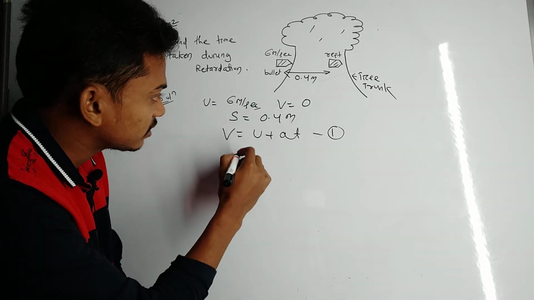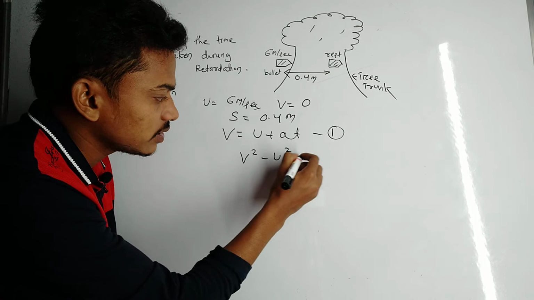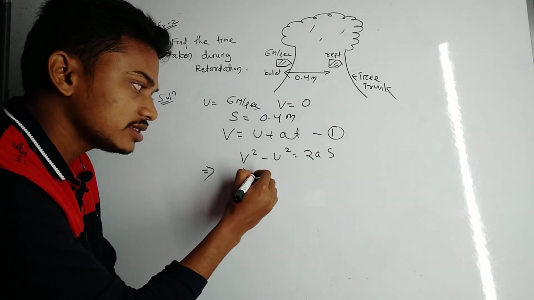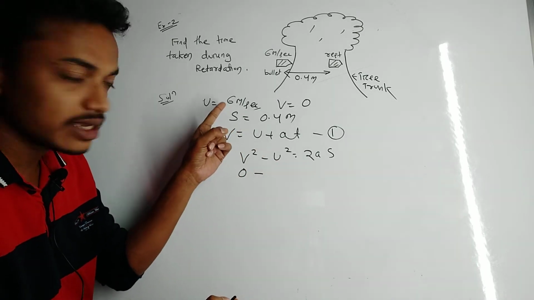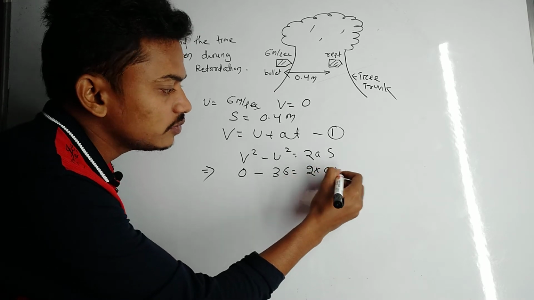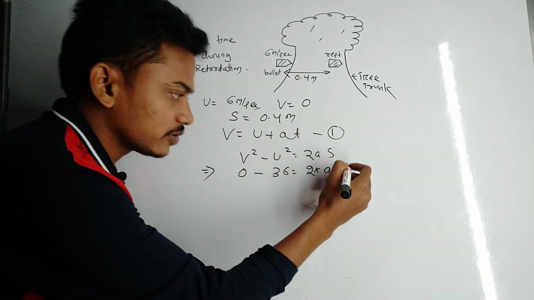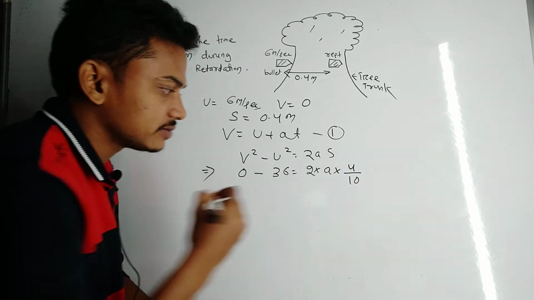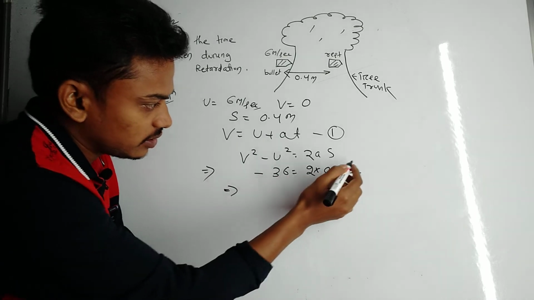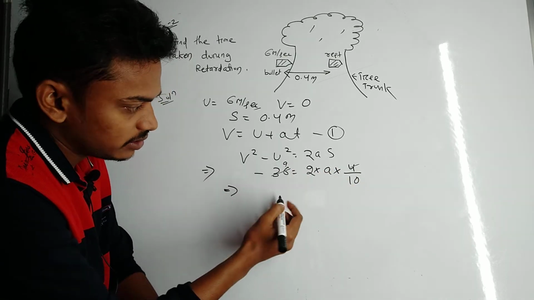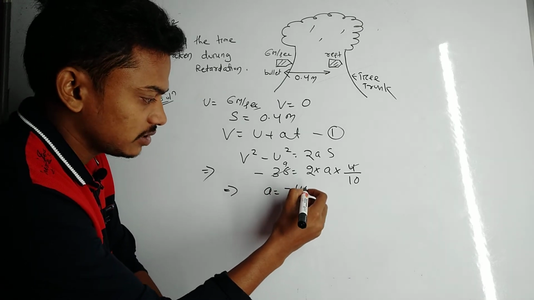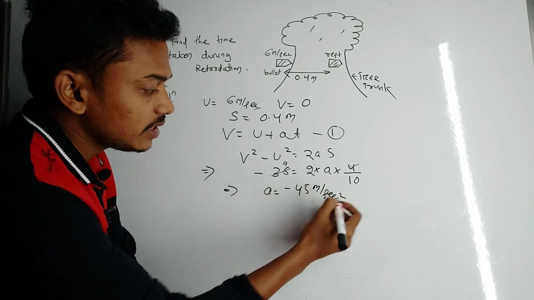The third equation: v squared minus u squared equals 2as. Use this. v is 0, so 0 squared is 0, minus u squared, which is 6 squared, 36, equals 2 into a into s, which is 0.4, that is 4 by 10. So acceleration is minus 90 by 2, that is minus 45 meter per second squared.